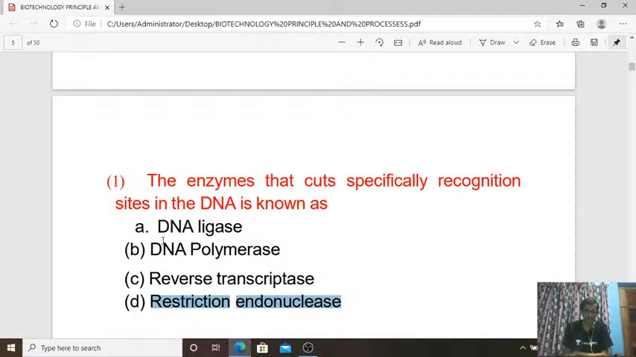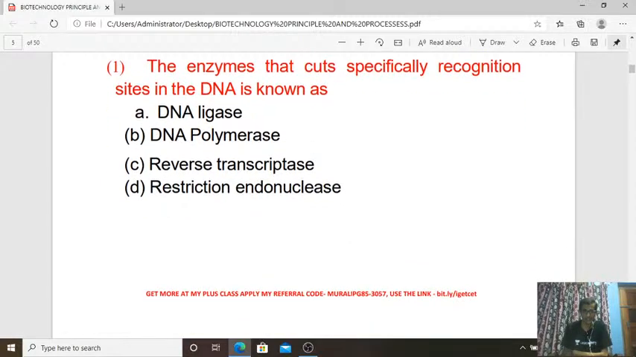Then polymerase enzyme. It is important. DNA polymerase is important to prepare another copy of DNA under replication. Then reverse transcriptase. It is the enzyme that is required for the conversion of RNA into DNA. In the case of HIV, we can observe the reverse transcriptase mechanism, especially in the viral RNA. So the answer for the first question is restriction endonuclease.